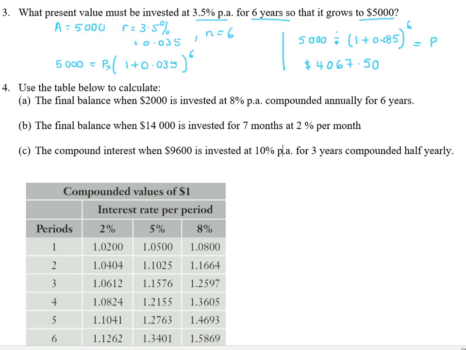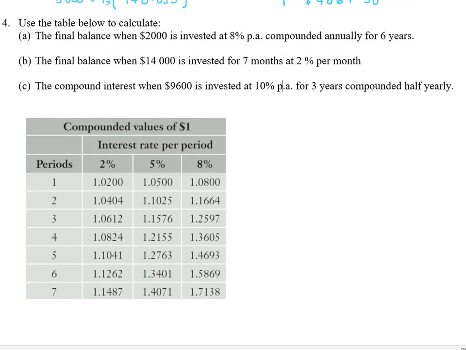Now, another thing with compound interest, once we've learned to use the formula, is quite often, particularly banks, they don't use the formula. They have developed a table of values. And that's what we need to be able to read now. Use the table below to calculate the final balance. So that's what my investment's going to be worth, when 2,000 is invested at 8% compounded annually, so that's per year for 6 years.